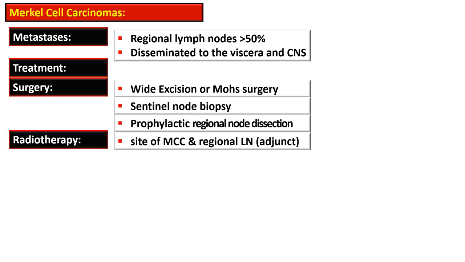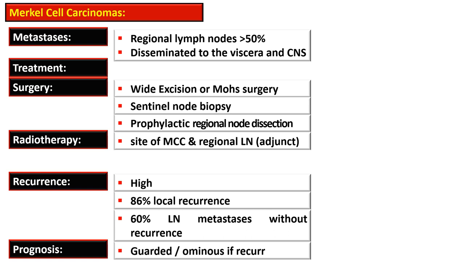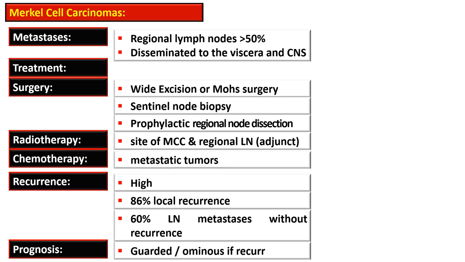Radiotherapy is used as an adjunct to the site of the Merkel cell carcinoma and also to the regional lymph nodes. Recurrence for this tumor is high, and in one study it was seen that 86% of the cases showed local recurrence, while in 60% of cases there was lymph node metastasis without recurrence. The prognosis for Merkel cell carcinoma is guarded, and it is ominous if recurrence occurs.